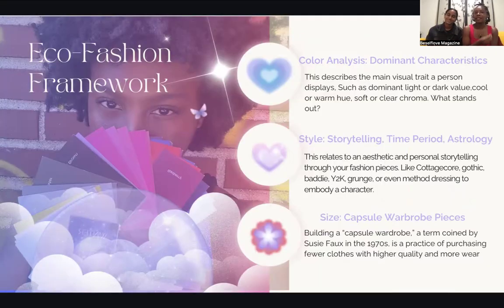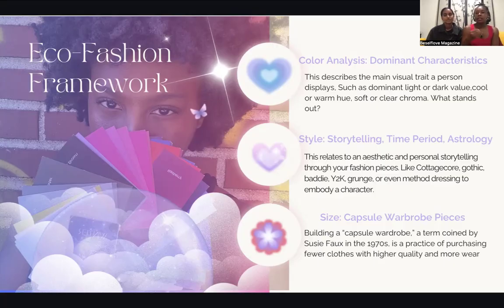So the cherry on top is our eco fashion framework. And the first step is understanding your dominant characteristics with the tool of color analysis. You already understand how HBC works and how when you see a person, do you see their warmth or their coolness? Do you see their light or their darkness? Do you see their clear or mutedness? This describes the main visual trait of a person, such as the dominant light or dark, soft or clear chroma, what stands out. So think about those things when you are shopping, whether the clothing and the color has these traits.